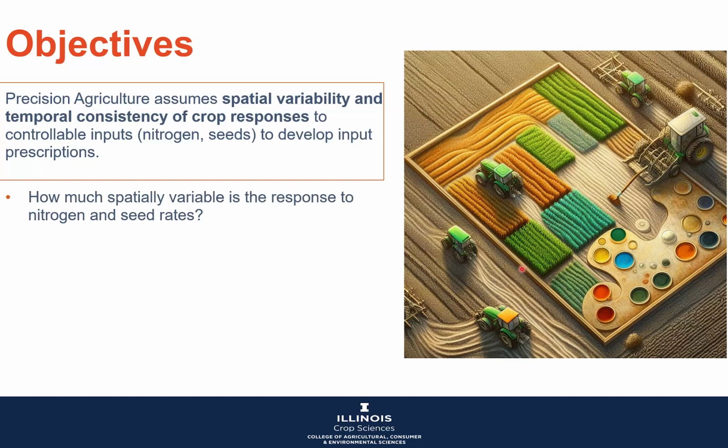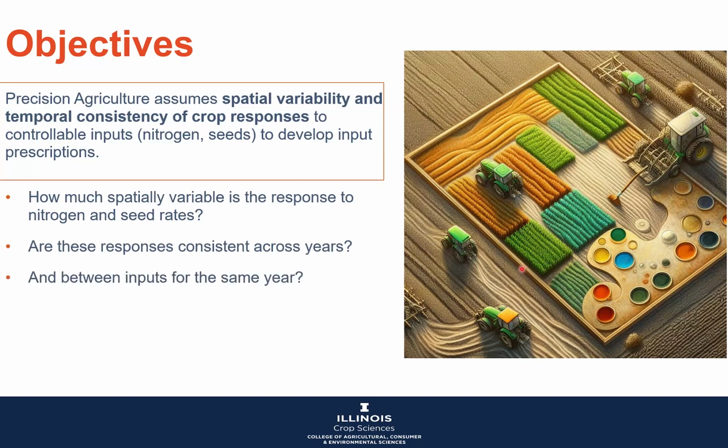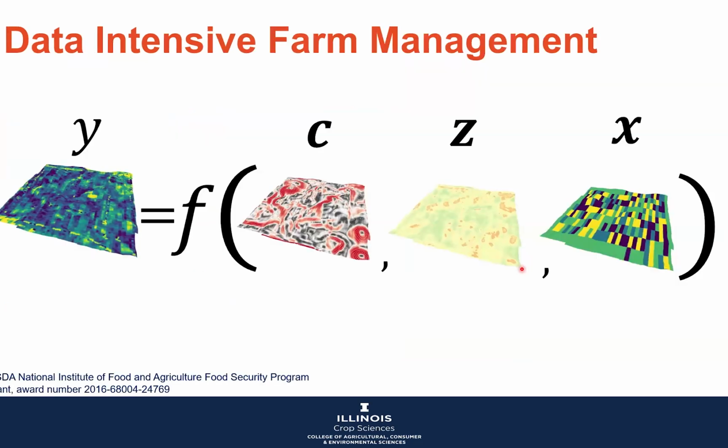Now we can look at how much spatial variability you observe in the responses, and whether these responses are consistent across years, and whether there are differences between inputs for the same year, okay? And more important, we want to know what factors are associated with these responses. In a way, we want to answer the key questions that were challenging for understanding these responses. So we will focus on this aspect of management, trying to map the impact of management on yield and see how other variables are also impacting that.